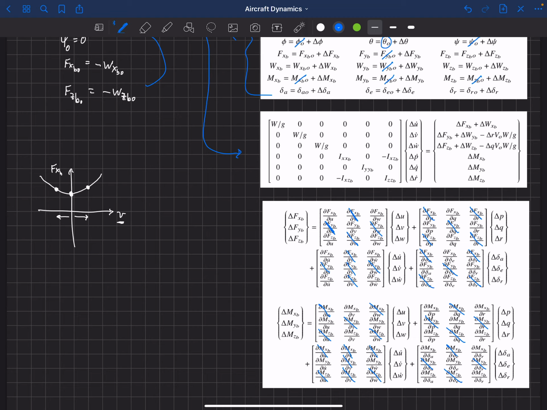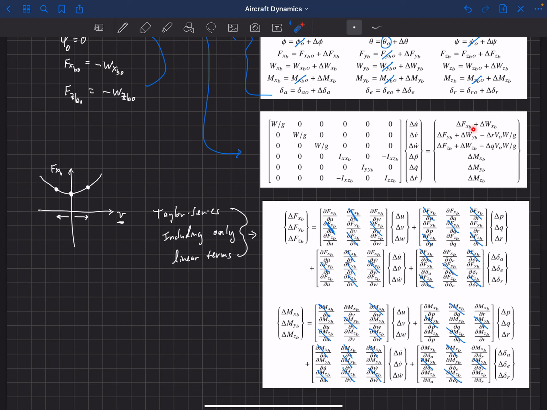Okay, so we've talked about these forces, and we now have a Taylor series expansion of these forces here. Let me just write that here. So this is the Taylor series expansion, including only linear terms. Okay, that's what this is here. Okay, so now let's go back to this set of equations up here.